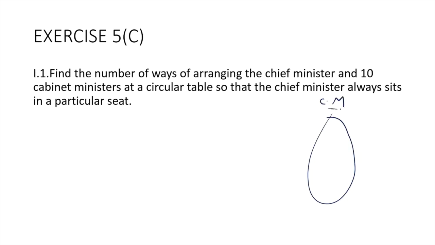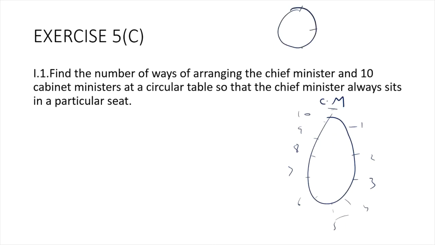Once we make the chief minister sit here, we have to make the other cabinet ministers sit on this table. Now we have these 10 chairs: 1, 2, 3, 4, 5, 6, 7, 8, 9 and 10. Once we fix the position of a particular element, we can start numbering. In general, we cannot number the positions on a circle.